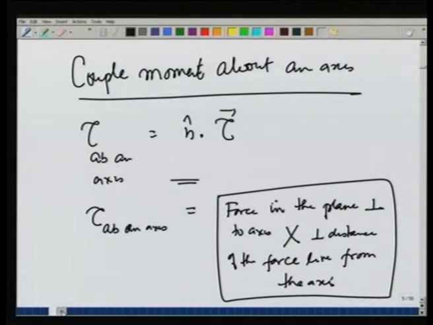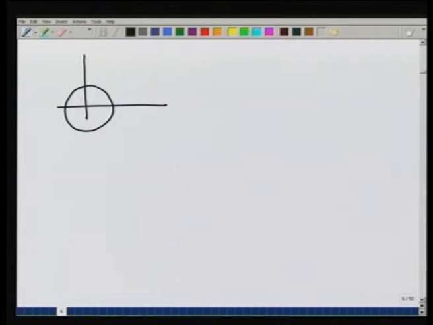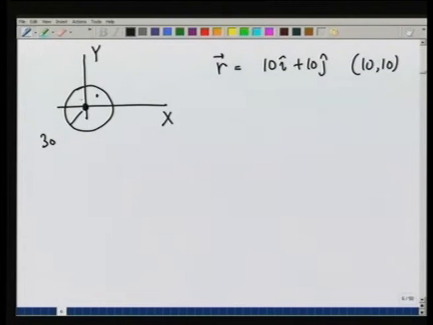So, as a simple example, let me take a disc which is free to rotate about the z axis. Let us say this is the x axis, this is the y axis, and z axis is coming out of the plane. Let the radius of this be 30 centimeters, and let me apply a force at point r equal to 10 i plus 10 j. In x y notation, it is a point (10, 10), a force which is, let us say, 30 i plus 20 j minus 10 k.